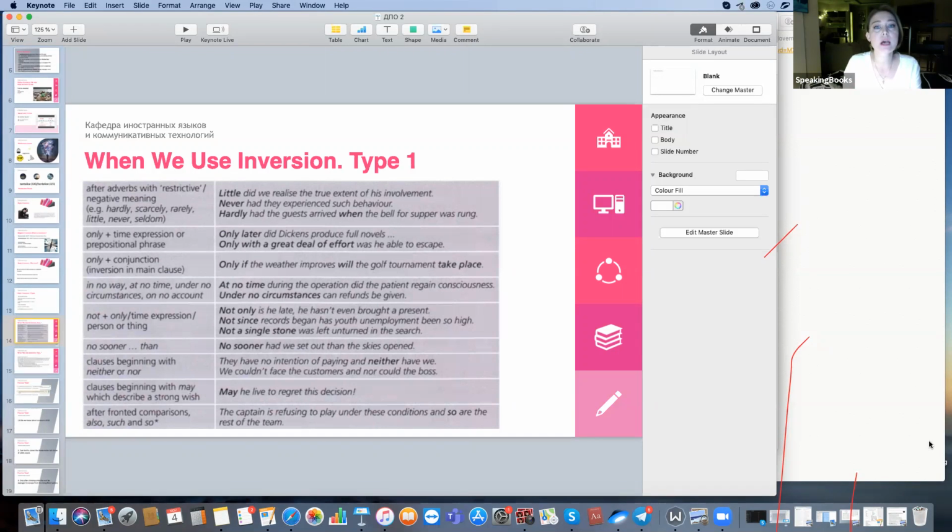How many types does inversion have? Inversion has two types. The first one is when we place the auxiliary verb before the subject, little did we know. And the second type, when we put the main verb before the subject. For example, next comes Alex.